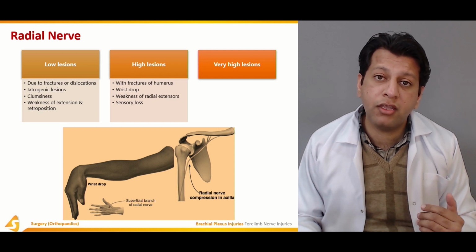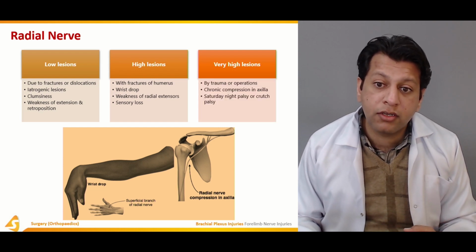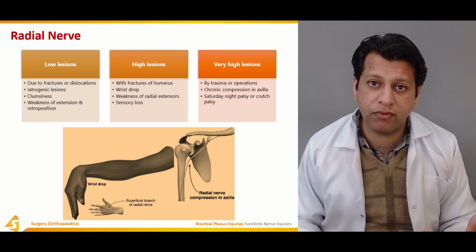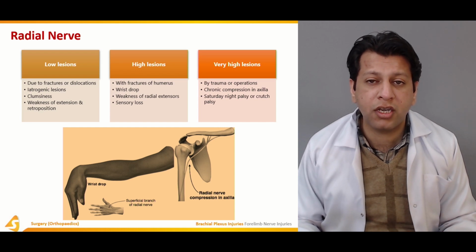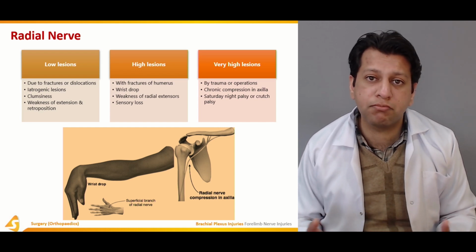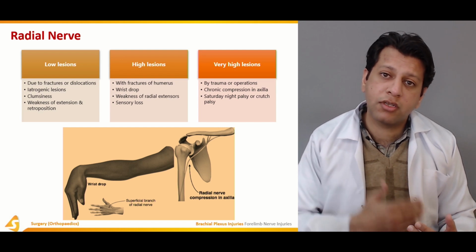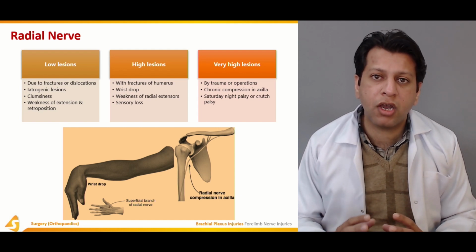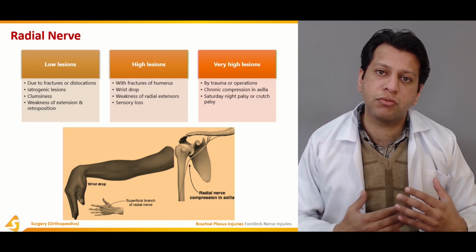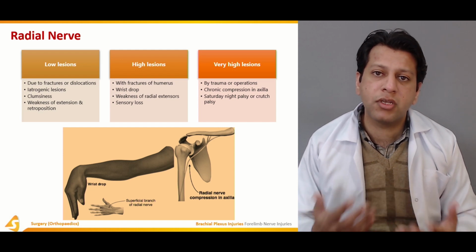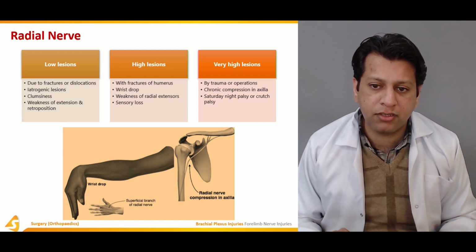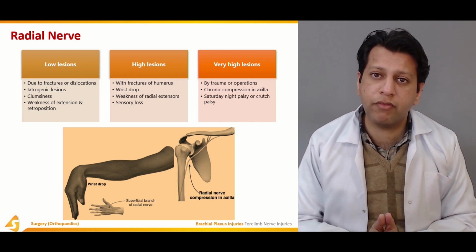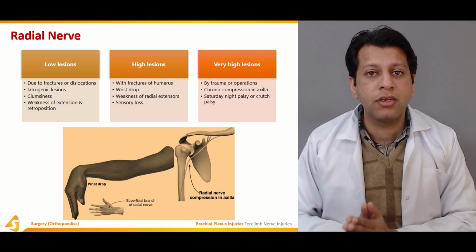In the case of a very high lesion, this occurs in the axilla. This is usually by trauma, such as a gunshot or a stab wound, or classically is a Saturday night palsy. That is usually when people get too drunk, their arm is hanging by the side, with crutches or the sharp end of a chair pointing into the axilla. This may result in radial nerve palsy. But this would not only paralyze the extensors of the forearm and the hand, but also the triceps as well.